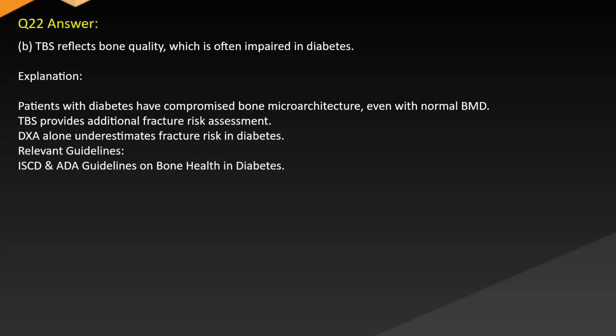Answer: B. TBS reflects bone quality, which is often impaired in diabetes. Explanation: patients with diabetes have compromised bone microarchitecture even with normal BMD. TBS provides additional fracture risk assessment. DSA alone underestimates fracture risk in diabetes. Relevant guidelines: ISCD ADA guidelines on bone health in diabetes.